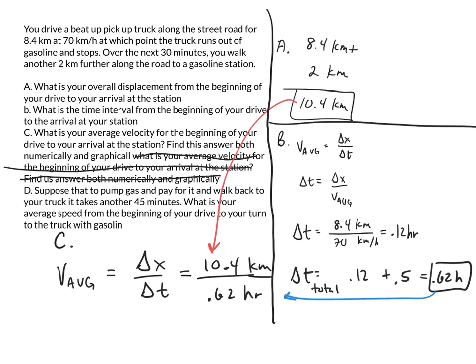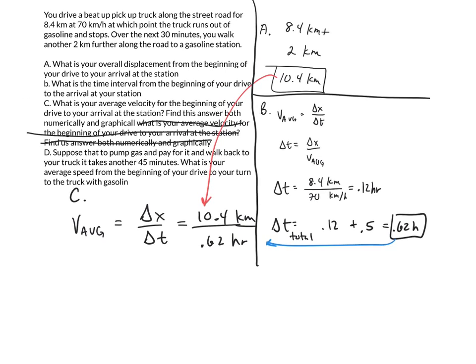Okay, so we got part A, part B, and now we're on part C over here. So we get an answer for average velocity. What does that come out to be? Around 16.7. So 16 point, let's say 8 for now, that works.